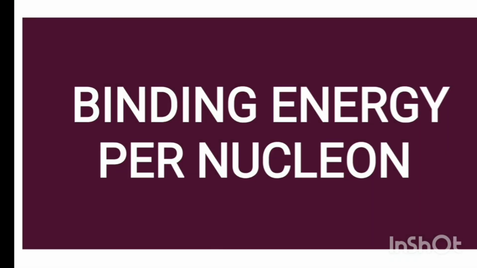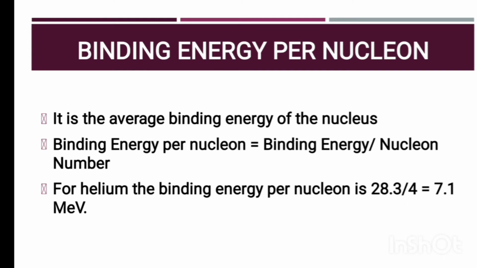Today, I'm going to take the topics binding energy per nucleon, nuclear fission, nuclear fusion, and packing fraction. What is binding energy per nucleon? Binding energy per nucleon is defined as the average binding energy of the nucleus. We use the equation binding energy divided by nucleon number to find out the binding energy per nucleon. For helium, the binding energy per nucleon is 28.3 divided by 4, which is equal to 7.1 mega electron volt.